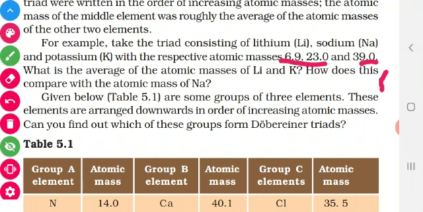So what Dobereiner did, he classified the elements with similar properties only. The properties of lithium are similar to sodium. The properties of sodium are similar to potassium. He classified the elements with similar properties. So the group consists of 3 elements, so they are called triads. The atomic mass of the middle one will be the average of the top one and the bottom one.